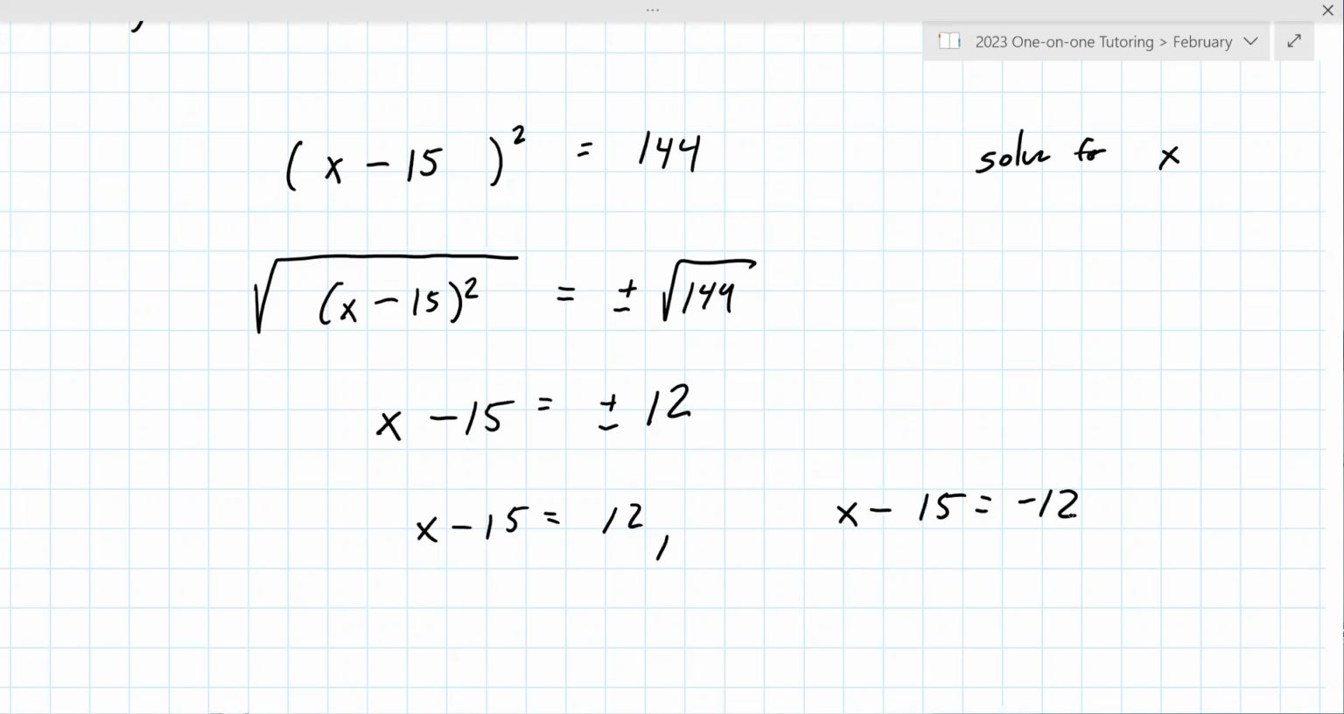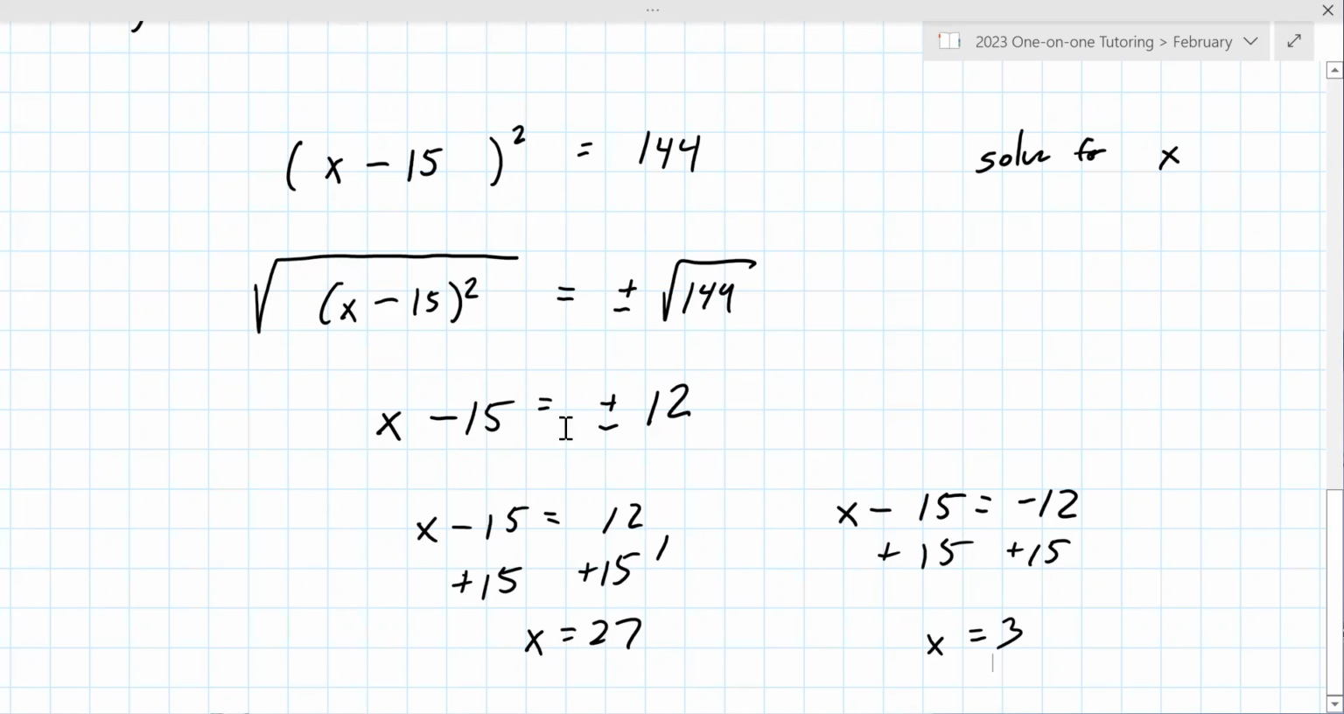And then you add 15. That's right. You get x equals 3 and x equals 15 plus 12, which is 27. x equals 27.